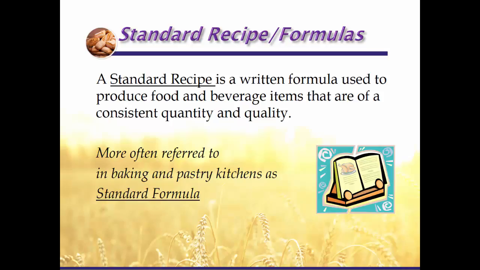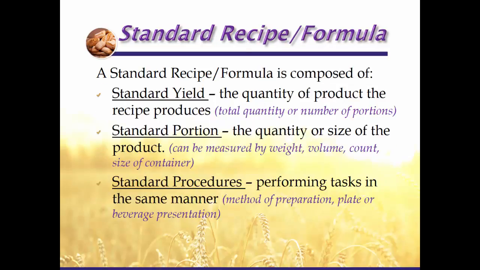So standards are put into place to help everyone in the operation achieve success. They are often called SOPs in the industry, Standard Operating Procedures. A standard recipe or formula is composed of three different areas: the standard yield, the standard portion, and the standard procedures, as we've said before.